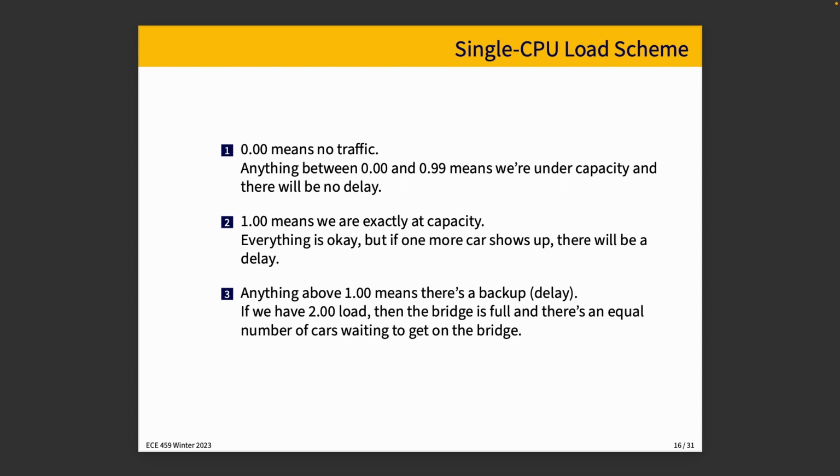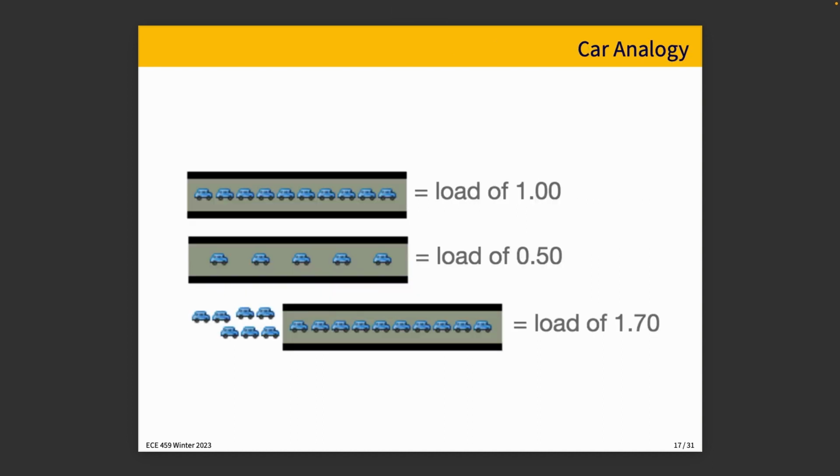Anything above 1.0 means there's some backup, there's a delay, there are processes that are waiting to get CPU time. So if we have 2.0 load, that means the bridge is full and there's an equal number of cars waiting to get on the bridge.